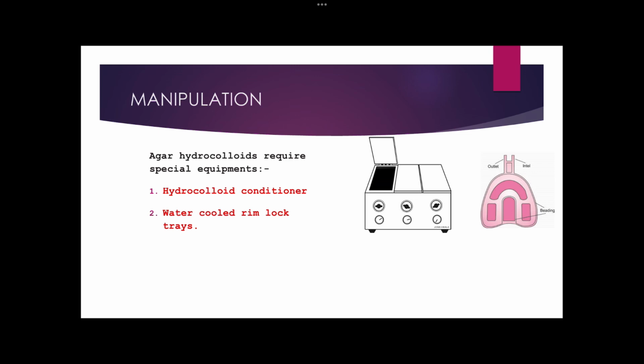Manipulation is very important. It can come separately as a short note, like write the manipulation of agar or alginate or whatever it is. So it is very important for you to know manipulation thoroughly. Let's get to it. Agar hydrocolloids require special equipment. As you can see, these are the two special equipments. One is white in color and box-like, and the second is pink in color. The first equipment is called the hydrocolloid conditioner and the second is water-cooled rim-lock trays.